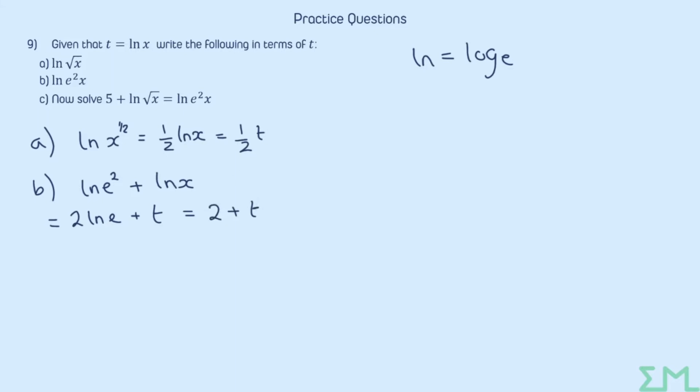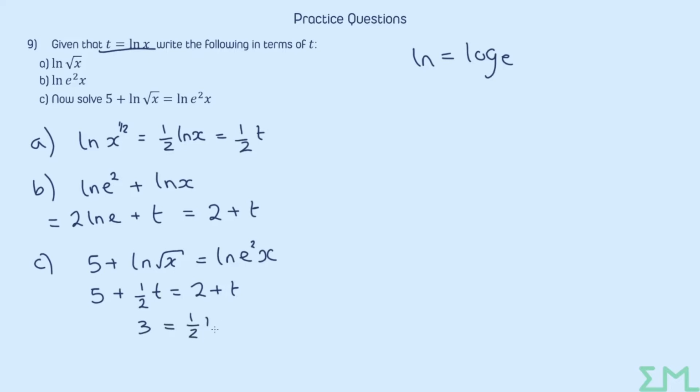Now they're setting us up here because in the last part of the question we are solving an equation that contains the two terms that we've just seen, which means we're not going to have to deal with them again. We can simply use our substitution of t equals ln x and turn this equation into an equation in t. So the ln root x became a half t, and the ln e squared x became 2 plus t. And solving this, take 2 from both sides, 3, take a half t from both sides, we get a half t, double both sides, and we get 6. Very good.